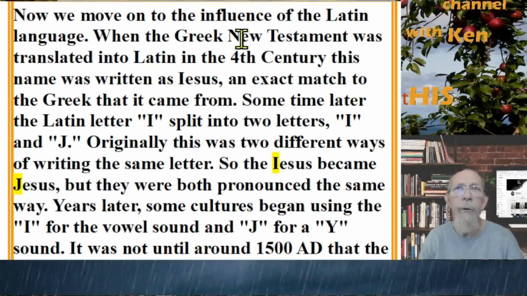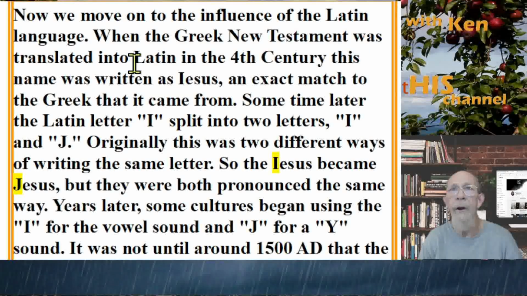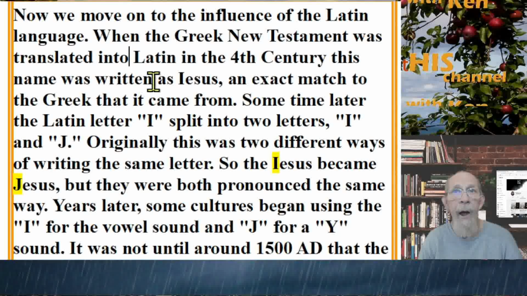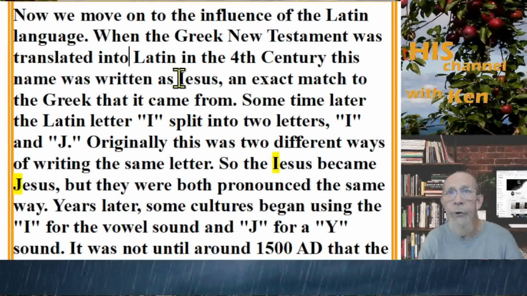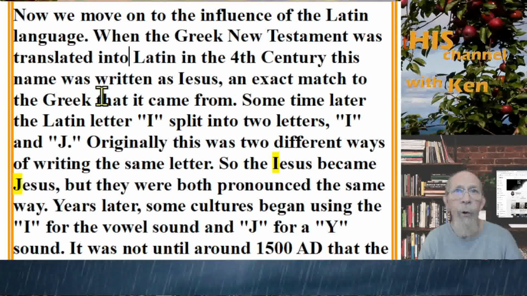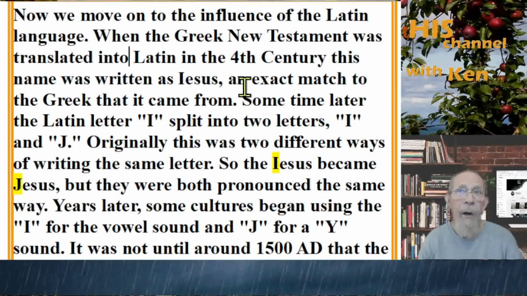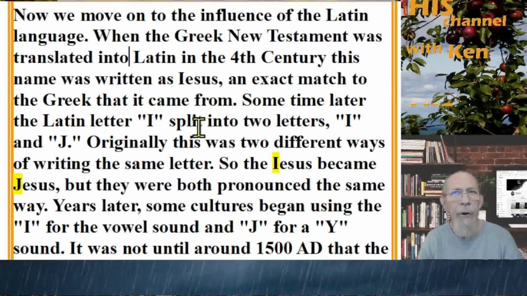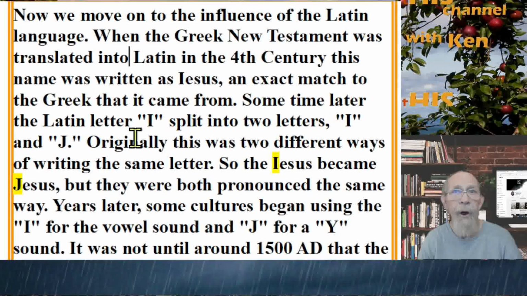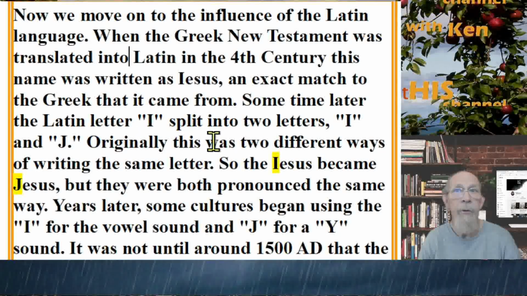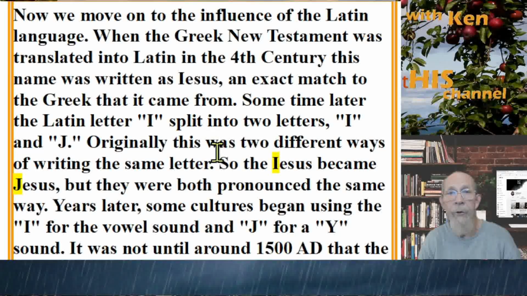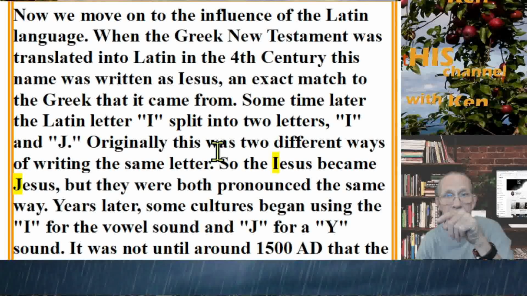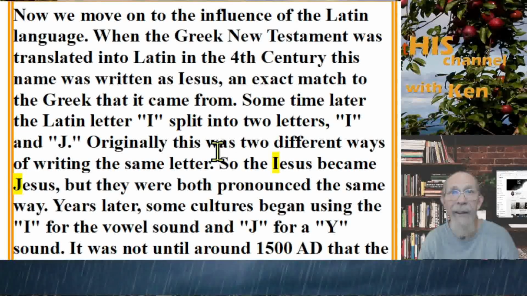When the Greek New Testament was translated into Latin in the 4th century, this name was written as Iesous, an exact match for the Greek that it came from. Sometime later, the Latin letter I split into two letters, I and J. Originally, this was two different ways of writing the same letter. So you could write it like this, or you could write it like this. I think I drew that correctly.